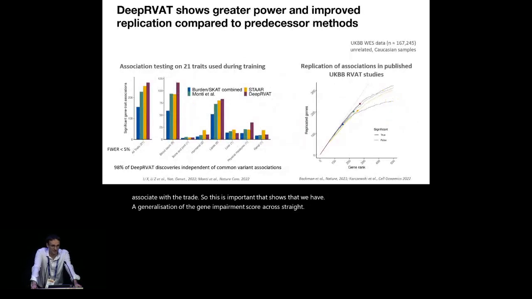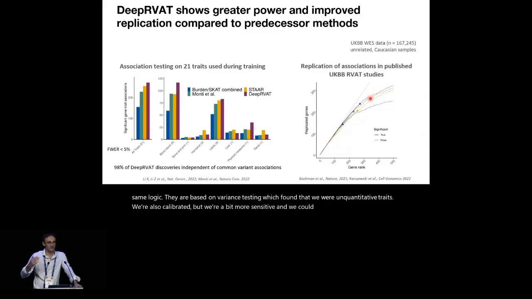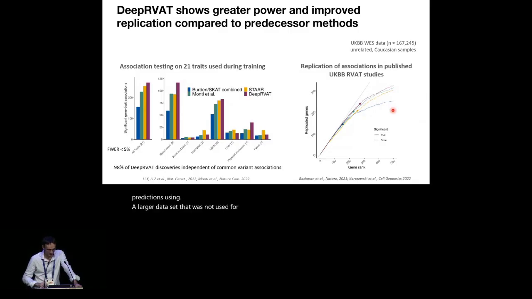We benchmark our model against state-of-the-art models that also use multiple variant annotations to perform our rare variant association testing. And these tools are not using the same logic. They're based on variance testing. We found that we were on quantitative traits. We were also calibrated, but we were a bit more sensitive, and we could recapitulate better our predictions using a larger data set that was not used for the training. That's on the quantitative traits.